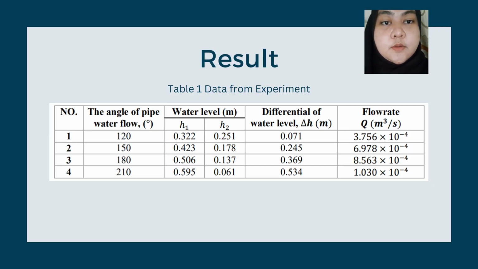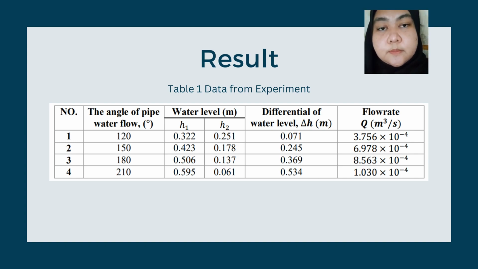So this is the result from this experiment. The angles of pipe water flow are 120 degrees, 150 degrees, 180 degrees, and 210 degrees. We get the water level readings, which are H1 and H2. After we get H1 and H2, we calculate H1 minus H2 to get the differential of water level, and we calculate the flow rate.